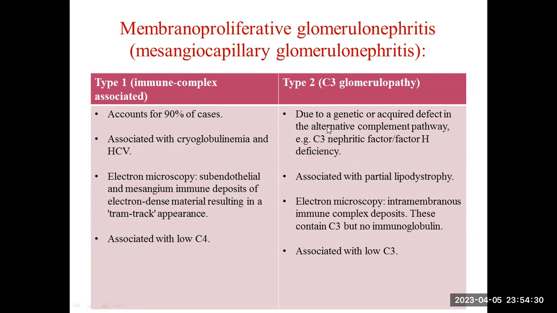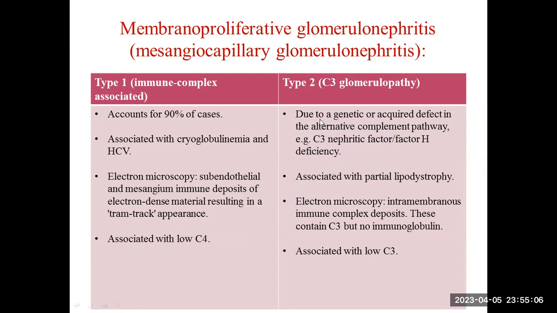This type of glomerulonephritis is associated with genetic or acquired defect in the alternative complement pathway. The classical example, you have something called C3 nephritic factor. C3 nephritic factor is basically an autoantibody, so it can be an autoimmune disease. This autoantibody will bind to an important enzyme called C3 convertase. C3 convertase is an enzyme which is essential in the alternative complement pathway. It activates the C3 complement.